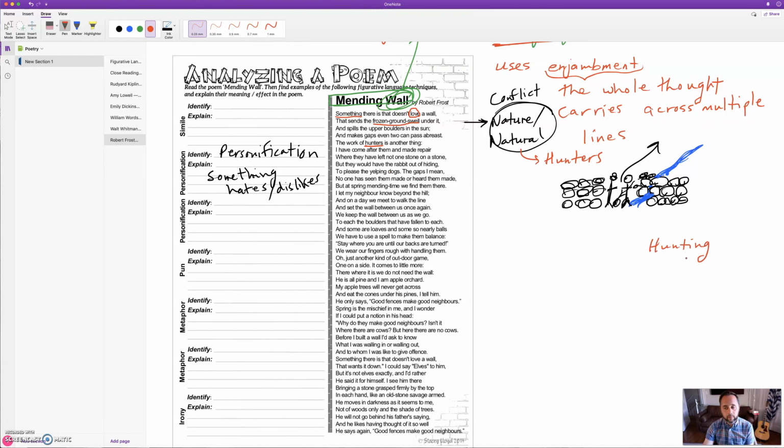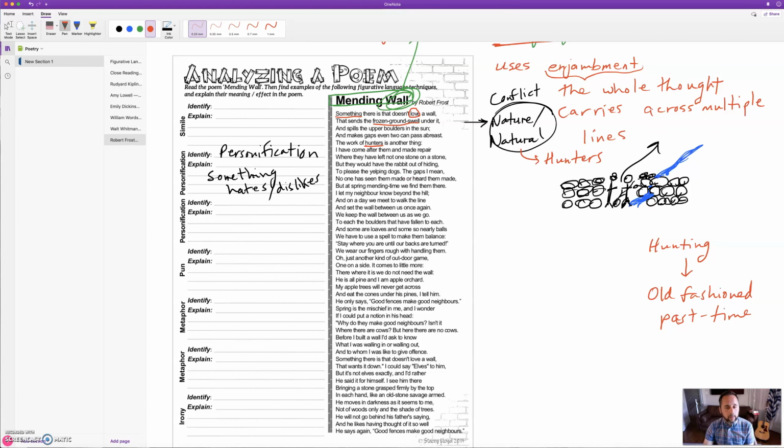So again, we get this nature connection with hunters and humans and nature, and hunting as kind of an old-fashioned pastime, or maybe they do need to do it just to get food and survive. We don't know how long ago the setting of the poem is. But here's another force, which is breaking down the wall.